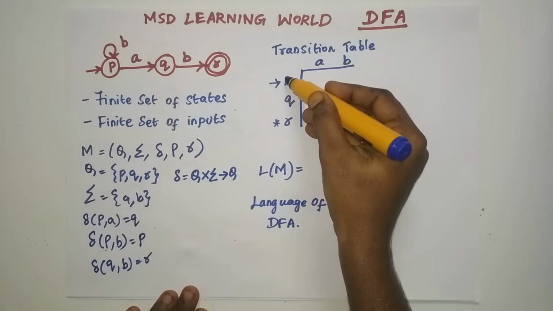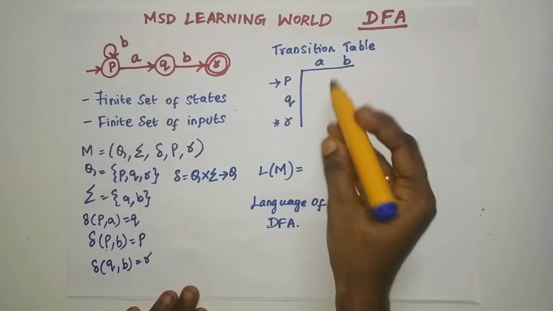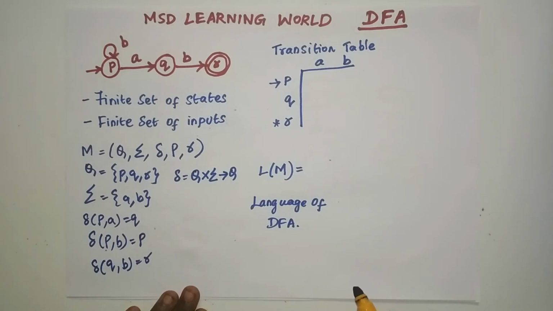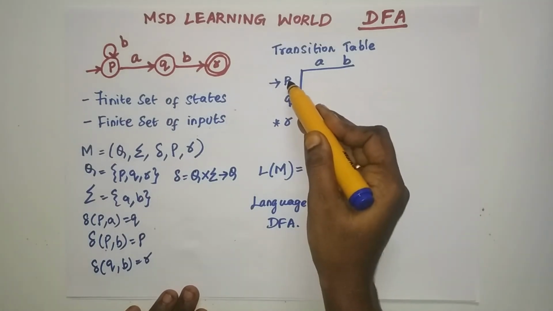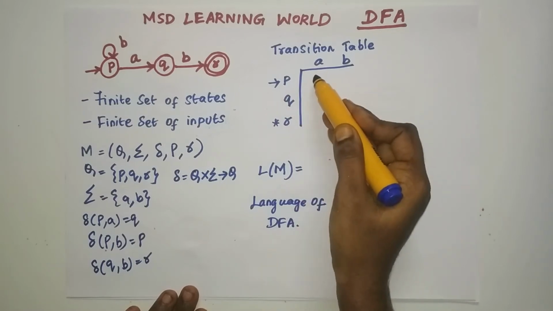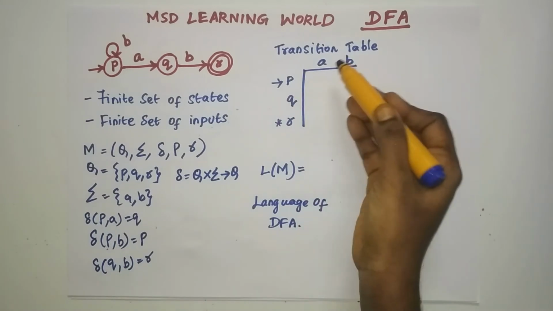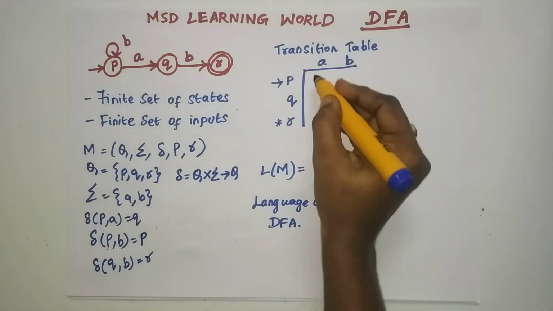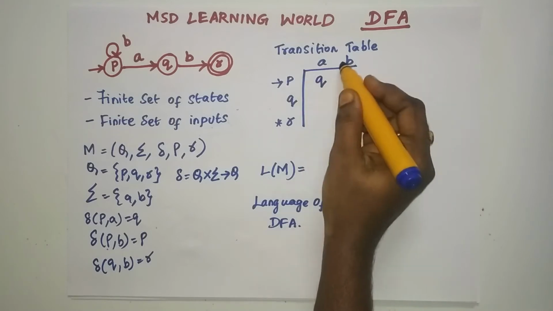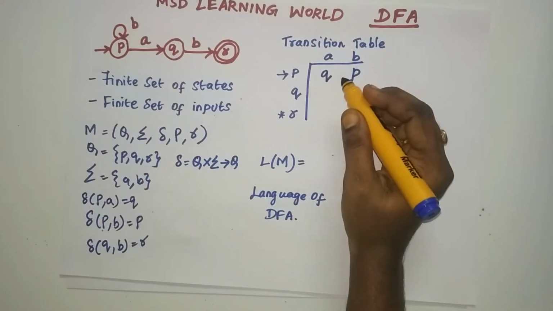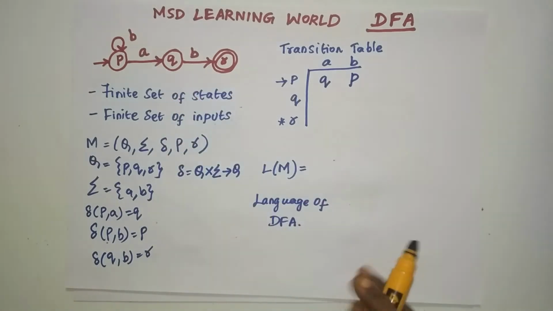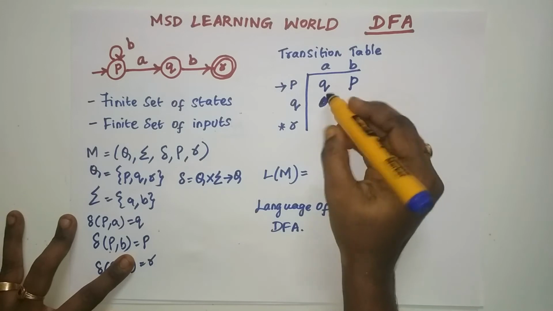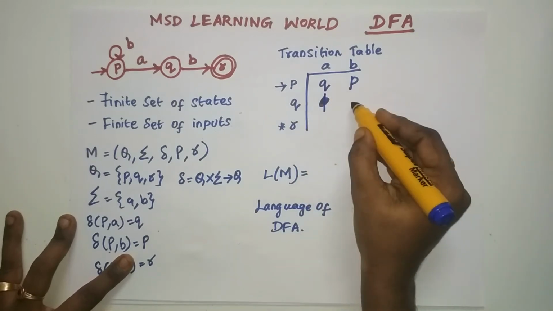where states are represented vertically and horizontally your input alphabets are there. The input alphabets are A and B. Now we have to write where the machine is going when the machine is in the state P by reading the input symbol A. So del of P, A goes to the state Q. Similarly, P, B goes to P. Q, A: the machine does not have a transition in the state Q for the input symbol A. So it is phi. And Q, B goes to R.